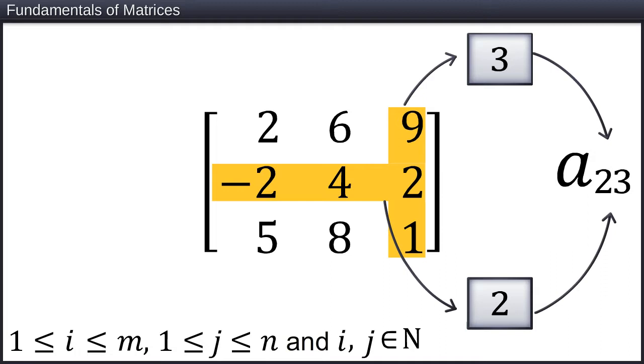The value of i varies from 1 to m. The value of j varies from 1 to n, where both i and j belong to the set of natural numbers. There are various types of matrices depending upon the elements present in the matrix.